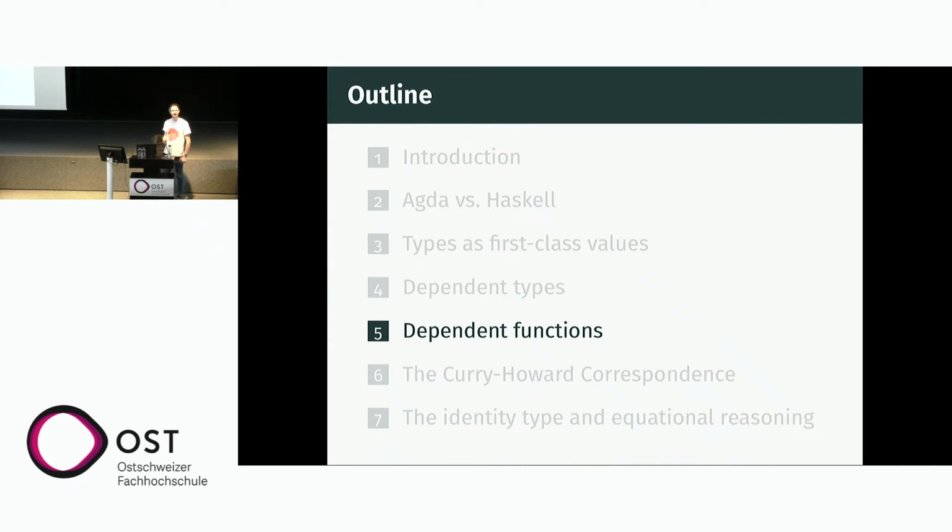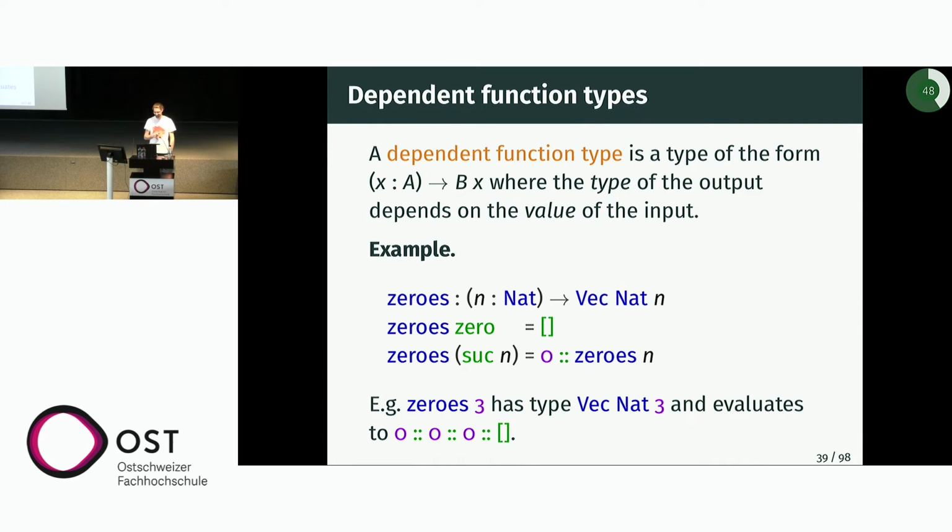Okay, good. So now we have dependent types, and now let's see how you write functions using these dependent types. And these are perhaps not surprisingly called dependent functions. So what's a dependent function type? It is a type that has this form where we have a function arrow, but we give a name to the input, and the input can actually appear in the type of the output, right? That means that the type of the output depends on the value of the input.